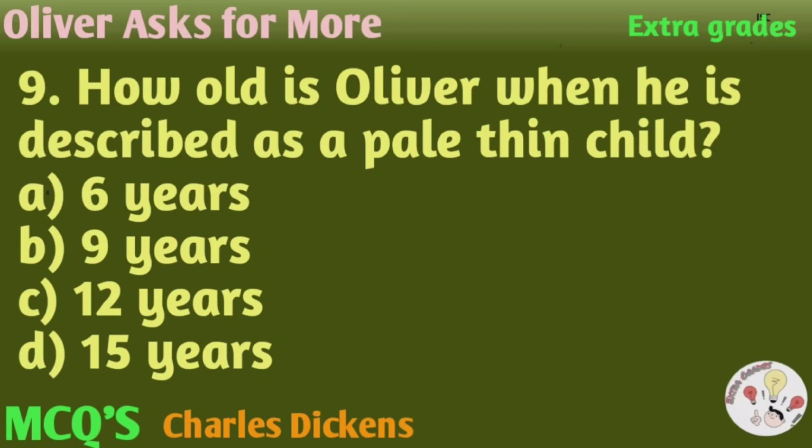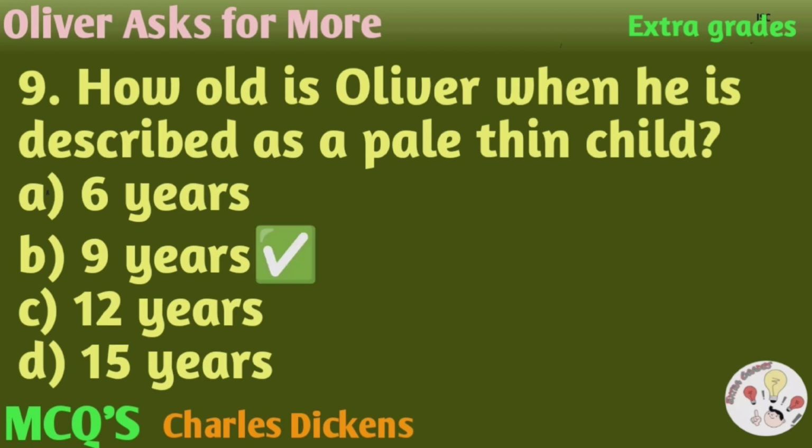Question number 9. How old is the boy when he is described as a pale thin child? The options are A, 6 years, B, 9 years, C, 12 years, D, 15 years. And the correct option is B, 9 years.